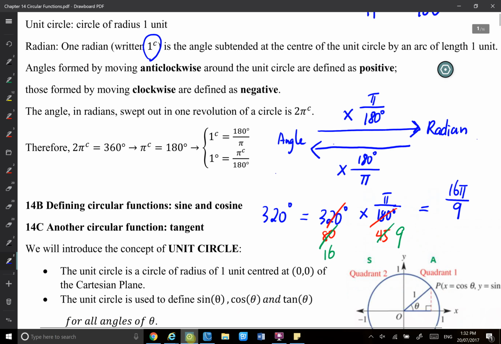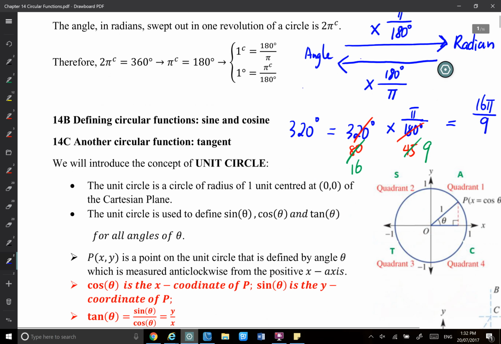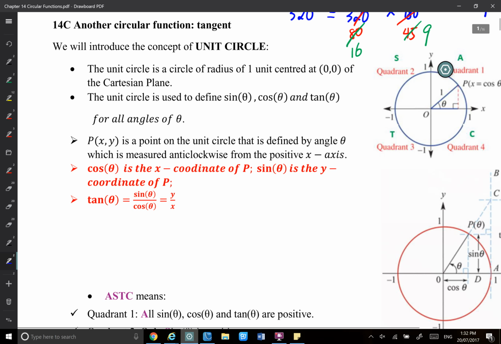Okay, so that's the first exercise: how do we convert between the two units? Let's have a look at the next one. The next one is defining circular functions: what are sine, cosine, and tangent. I will combine these together. I'm not sure how well you learned this in year 10, so I'll go through the definition quickly again.